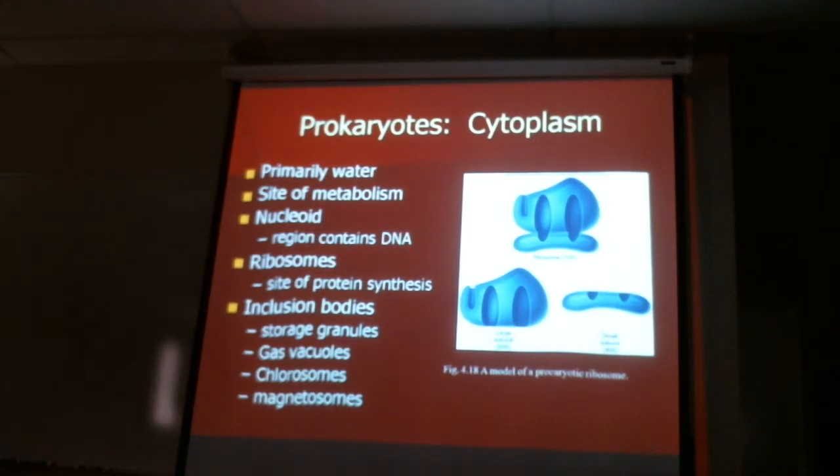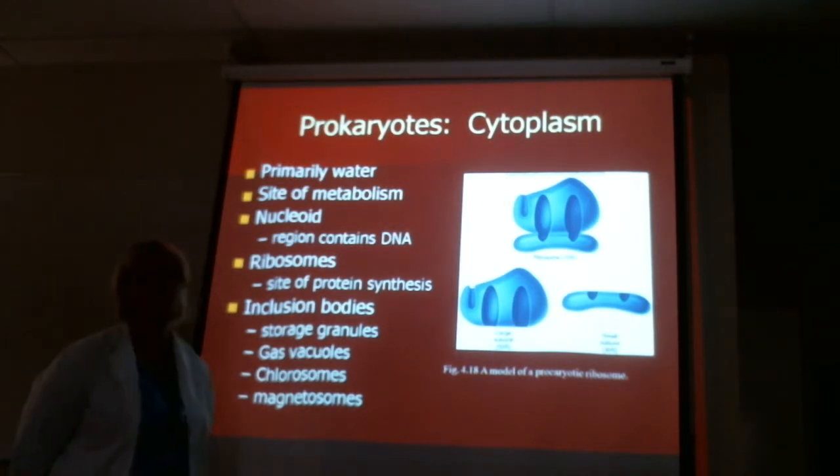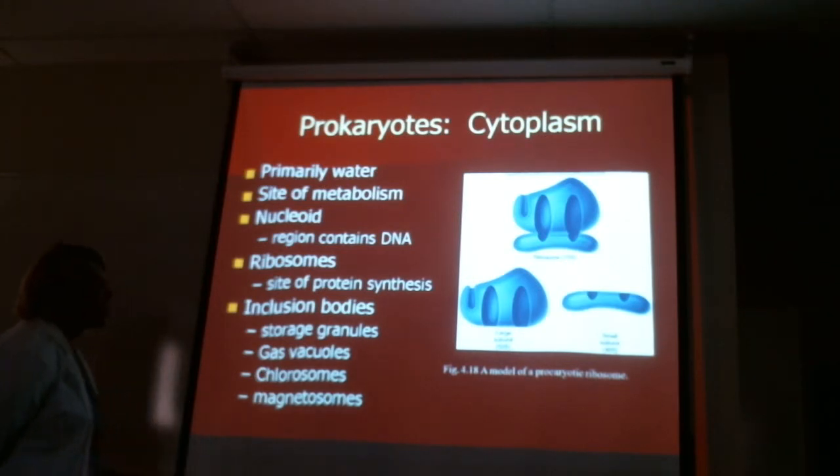Now as far as the cytoplasm, you pretty much got a lot of water in there. Site of metabolism. The nucleoid is the region that you'll find the DNA in. Ribosomes are the site of protein synthesis. And then you have some inclusion bodies. I'm not going to ask you about those, but the other ones I most likely will. Now the ribosome, I tend to focus on a little bit more. The ribosome, together the whole thing measures 70 Svedbergs.